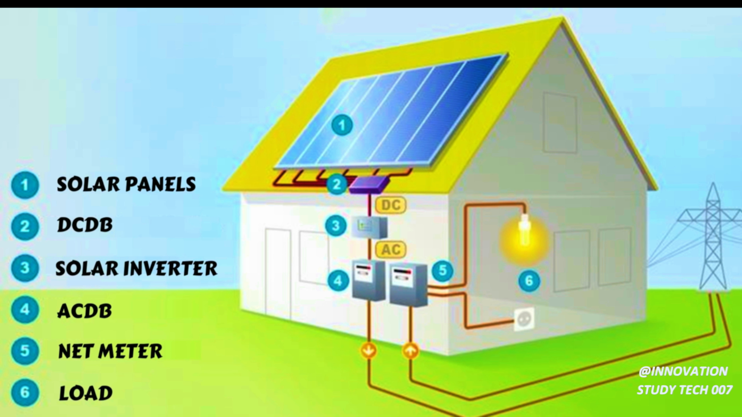Number 6 component is the load. Load represents the various equipments inside the home or office. Load equipments could be TV, washing machine, computer, printer, air conditioner, etc.